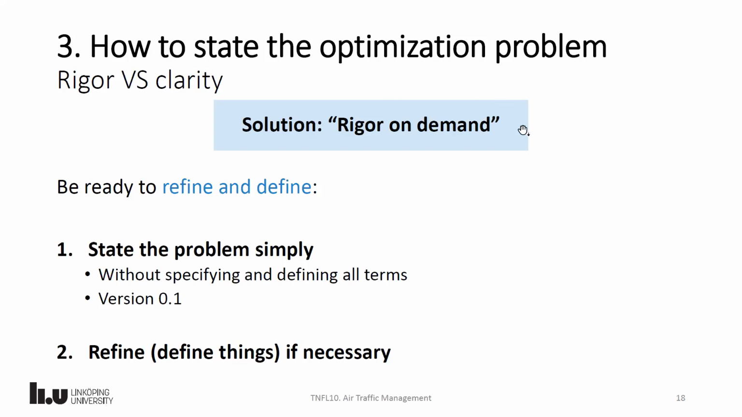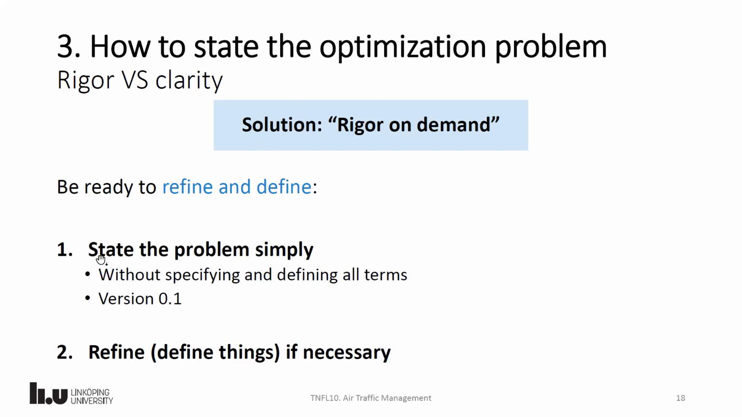This means that you have to be as rigorous as those that are reading you or are listening to you demand. So if you're talking with an expert, you will have to give more rigor, and if your audience does not require that level of demand, then you don't need to be that rigorous. So you have to be ready to refine and define.